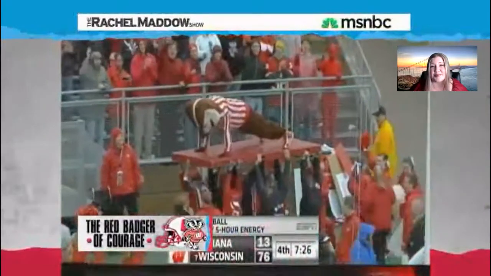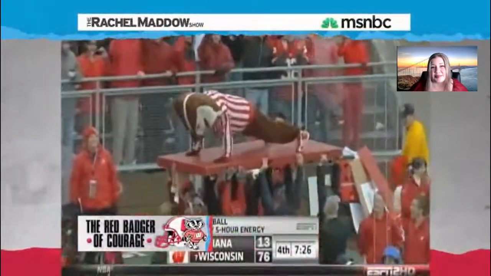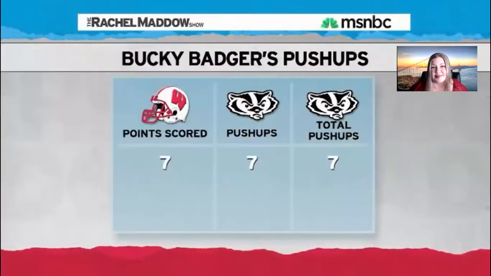So Wisconsin scores a touchdown and an extra point, Bucky does 7 push-ups. Then they score a field goal. The Wisconsin score goes from 7 to 10, and Bucky does 10 push-ups. 10 more push-ups, I should say. If Wisconsin then scores another touchdown, an extra point, and their score goes to 17, Bucky then does 17 more push-ups, putting his total push-up tally by that point of the game up to 34.